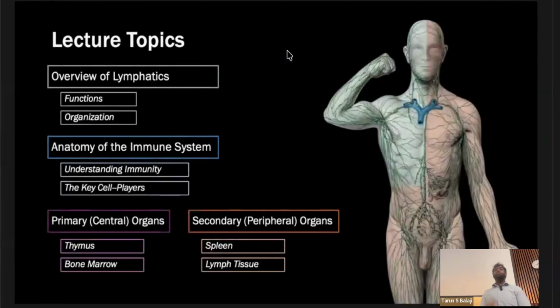Here's a little roadmap of what we're going to be doing today. We're going to be discussing the function of the lymphatic system. We're going to be looking at a little bit of immunity, and we're going to be discussing the organs associated with the lymphatic system.